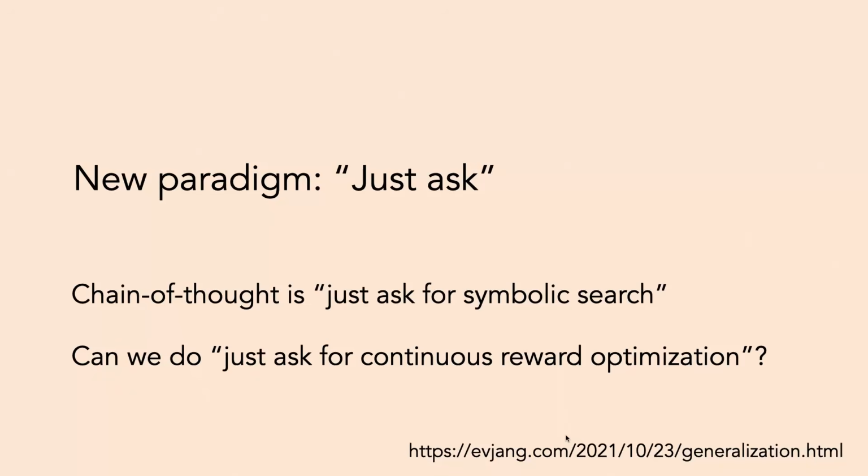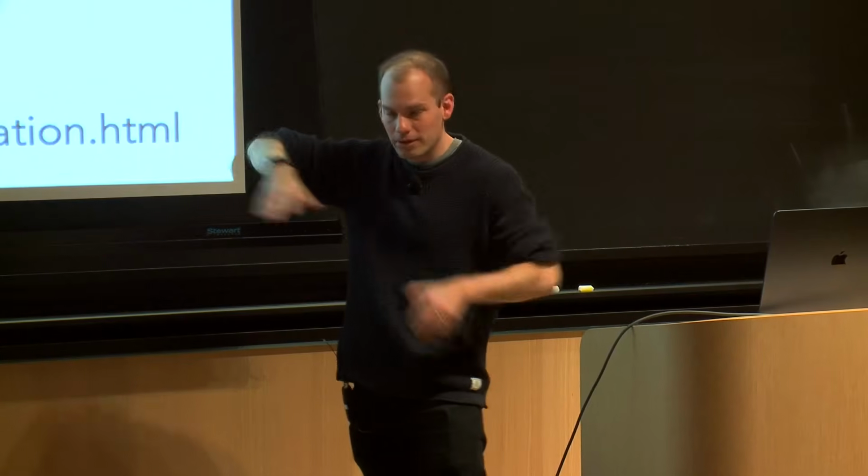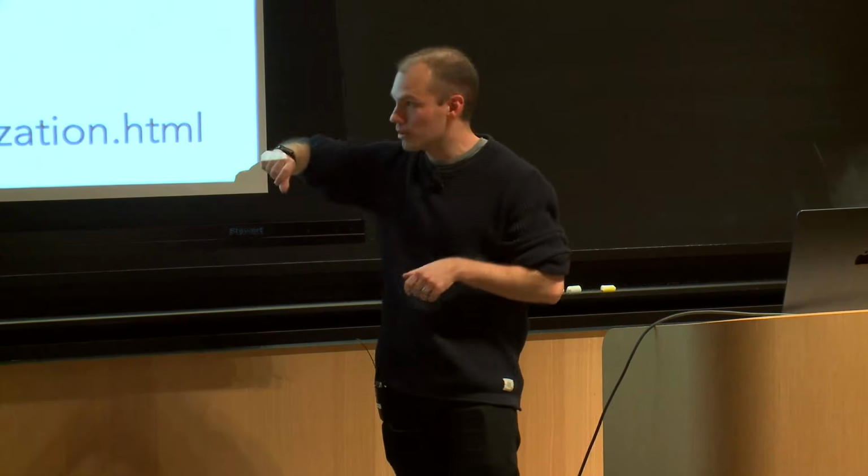Rather than doing beam search, you can just ask the model to do beam search. Don't actually do it. Just say, do beam search. Or let's think step by step. Now it's going to do some kind of sequential reasoning process instead of having to hard code some sequential reasoning process. So chain of thought is like just asking for symbolic search over reasoning that's written in language.